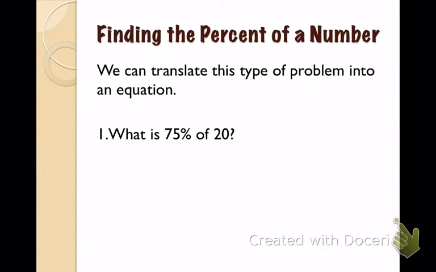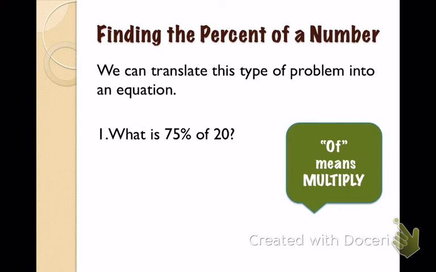Let's actually do some examples. These are all on the back of your handout. So let's get to it. We can translate this type of problem into an equation. When I ask, what is 75% of 20? The word of means we multiply because we want a fraction thereof. We want a piece of 20. So of 20, the word of means multiply. We're going to go ahead and figure this out.